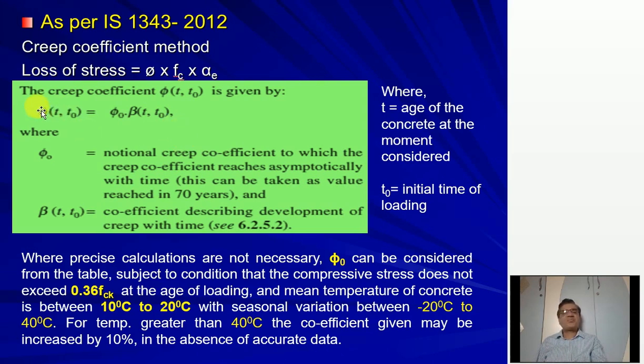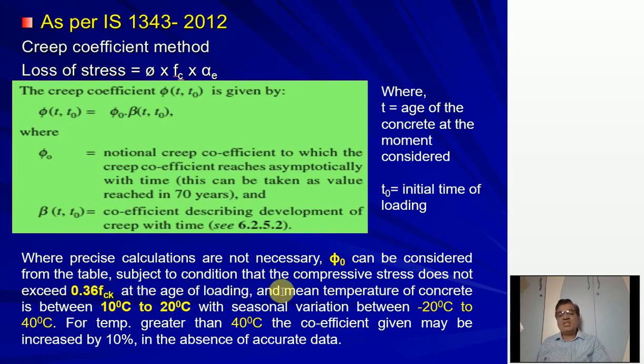Now the creep coefficient phi is given by the equation phi 0 into beta, where beta is a function of (T, T0). So what is this T? T is the age of concrete at the moment considered, and T0 is the initial time of loading, that means when the stress is transferred to the concrete. So phi 0 is the notional creep coefficient, and beta we will calculate. Now where precise calculations are not necessary, phi 0 can be considered from the table. So this table is given in the next slide.